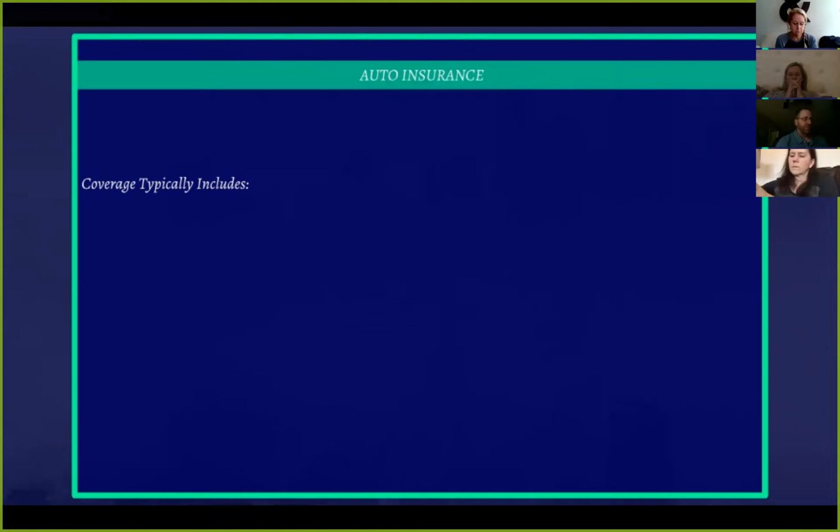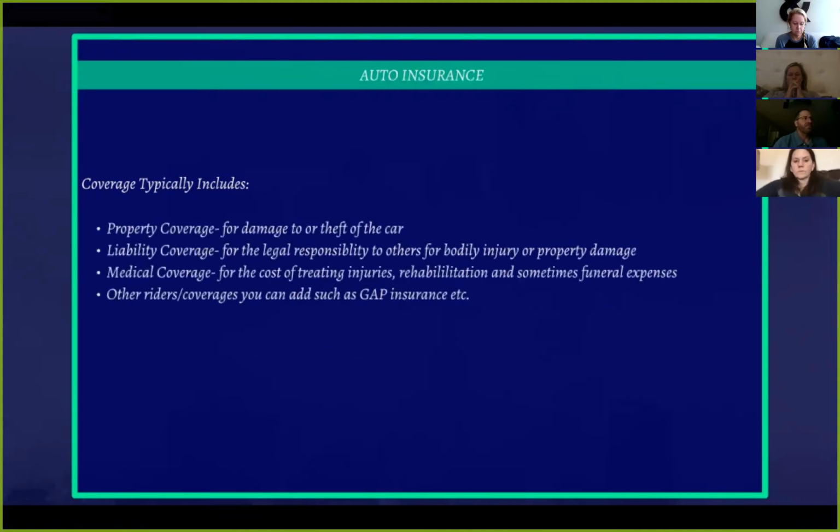So auto insurance, we're typically going to cover property coverage, which is damage or theft of a vehicle. Liability coverage, the legal responsibility for others in the bodily injury of property damage. Medical coverage. Now, auto insurance is not necessarily the best place to have your medical coverage, by the way, but there are some policies that offer a basic medical plan. And then there's some other riders that you can throw in, such as gap insurance. When, for example, you buy a brand new vehicle, if you were to total it out within a short period of time and you didn't have equity, that's when you're going to have gap insurance pick up.